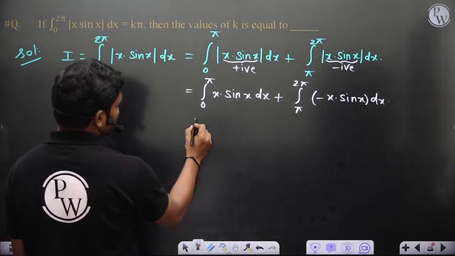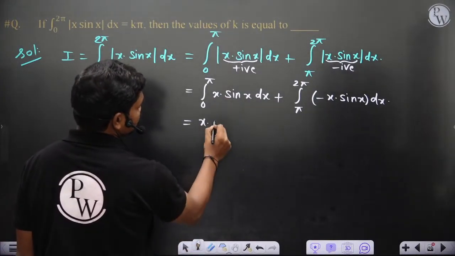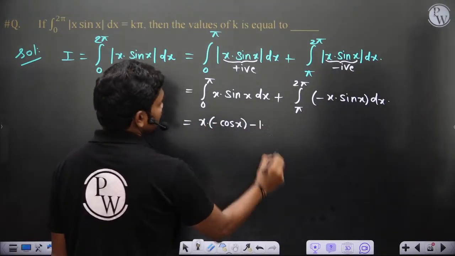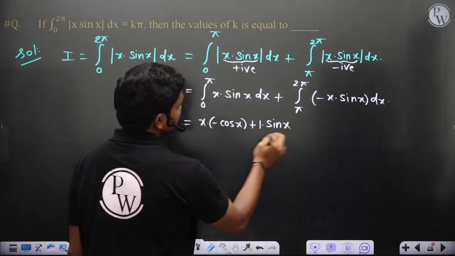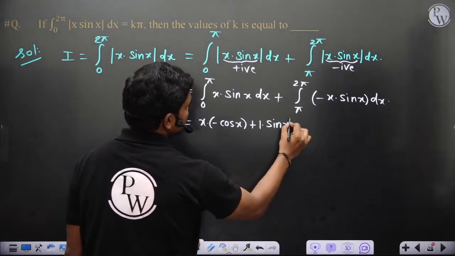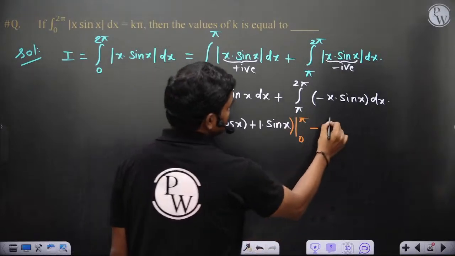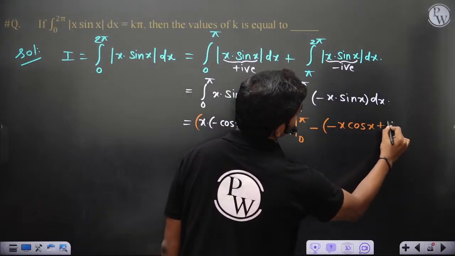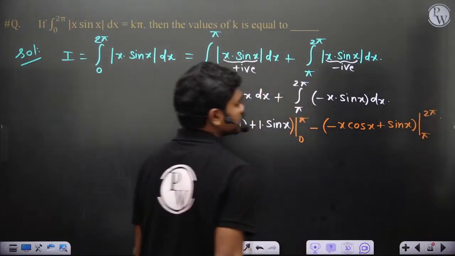Now what about the integration? If you integrate x sin x directly, it is x times the integration of sin x, which is minus cos x, minus the derivative of x, which is 1, times the integration of minus cos x, which is minus sin x. So minus of minus gives you plus sin x. This is within the limits 0 to pi, minus, I am pulling out this minus. Now the integration of x sin x is again the same thing, minus x cos x plus sin x, within the limits pi to 2 pi.